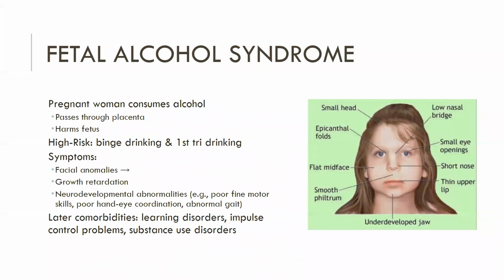And then finally, fetal alcohol syndrome is another complication. This is not an exhaustive list, just some highlights I wanted to hit. This would be diagnosed when a pregnant woman is consuming alcohol. The alcohol passes through the placenta as it's fat soluble and ends up harming the fetus. The highest risk drinking behaviors for a pregnant woman are binge drinking, which would be consuming 4 or more drinks in one sitting, and then in particular drinking during the first trimester, as this is when the brain is developing more prominently. Symptoms include facial anomalies, which are depicted on the image on the right side of the screen, growth retardation, and neurodevelopmental abnormalities, including poor fine motor skills, hand-eye coordination, and an abnormal gait. Later comorbidities that may be diagnosed as a consequence of FAS include learning disorders, impulse control problems, and substance use disorders.